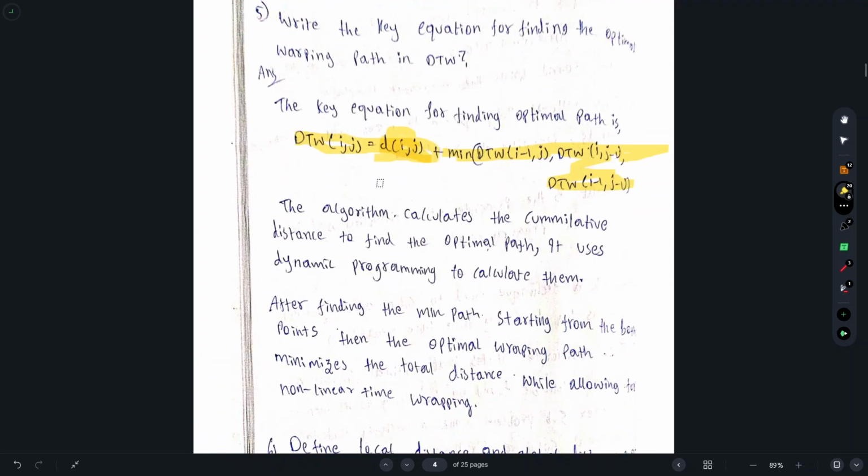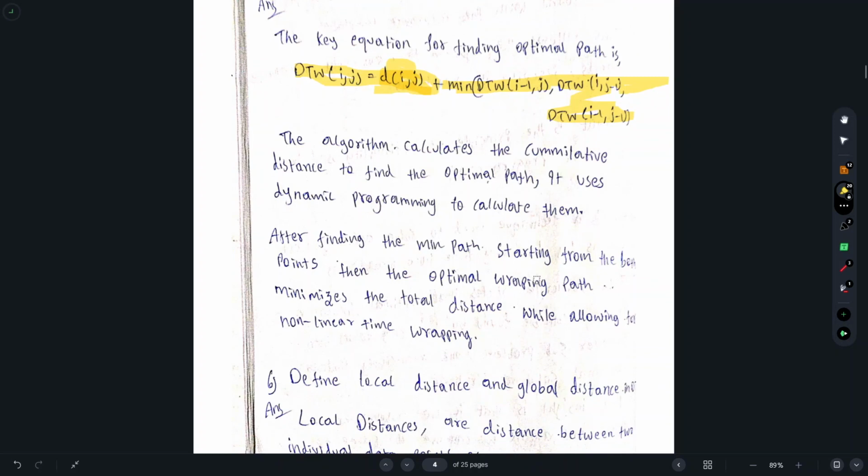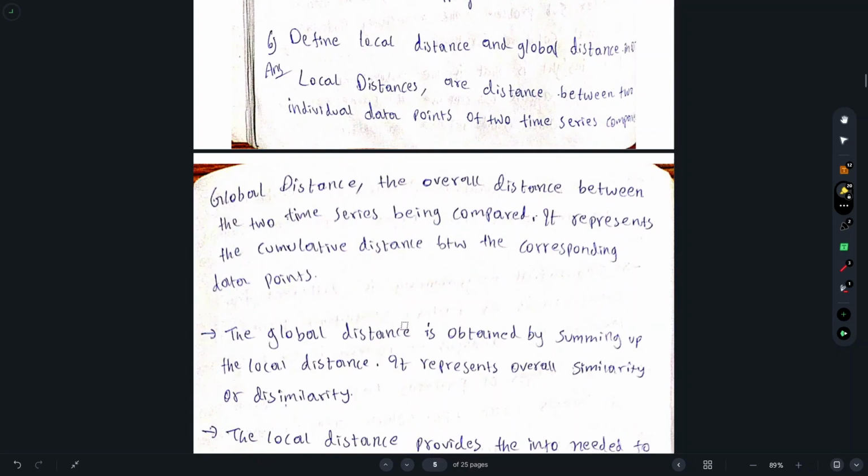This will be a bit confusing, but the only thing is it will calculate the distance for finding the optimal path, and it will do this DTW process for these variables and try to find the shortest path. The minimum of these three paths will be considered the shortest path, and the process is done with the help of this non-linear time warping.